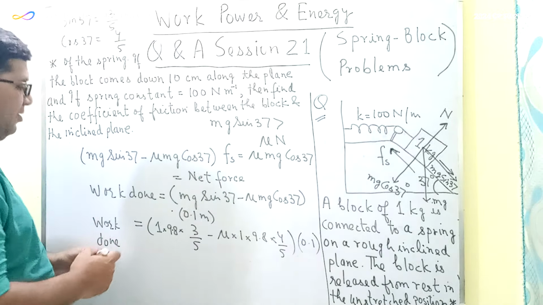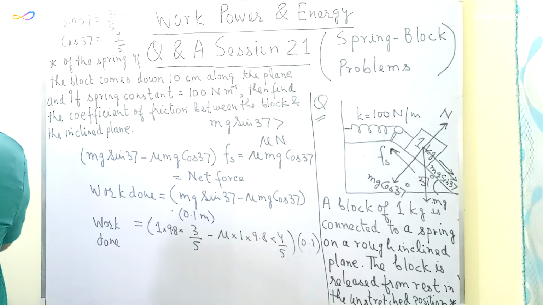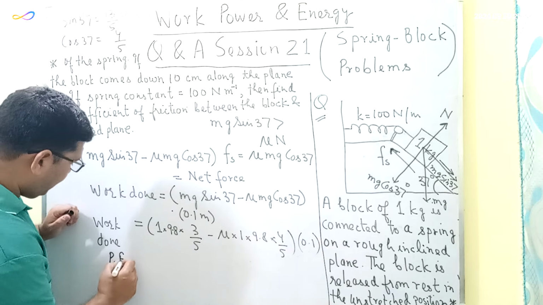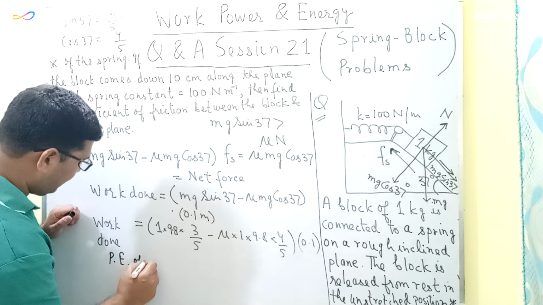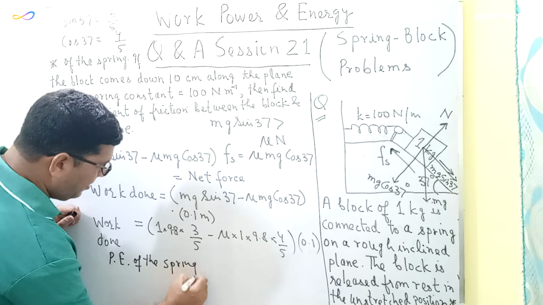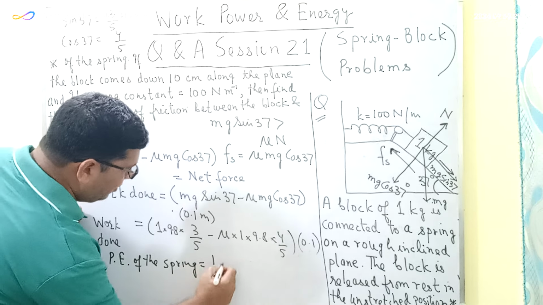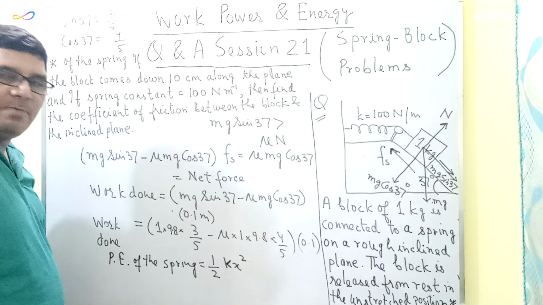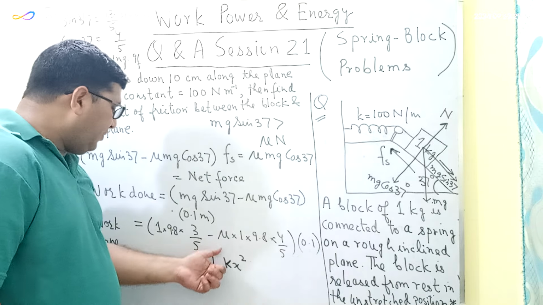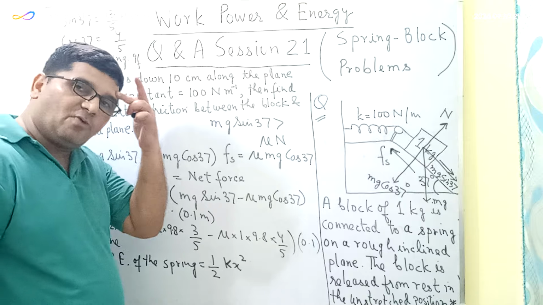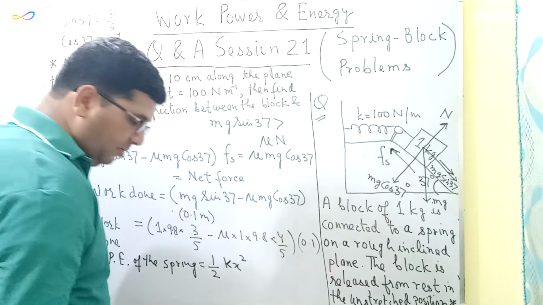Now the potential energy of the spring is equal to 1 by 2 k x square, where x is the displacement of the block. So if I equate both these two equations, then I will be able to find the value of mu, that is the coefficient of friction.